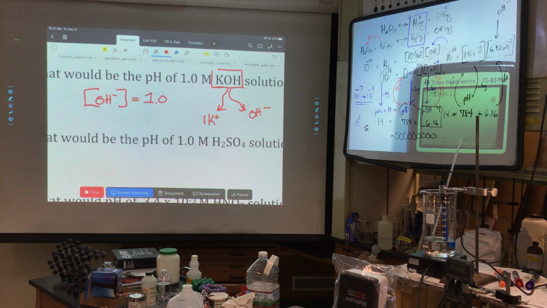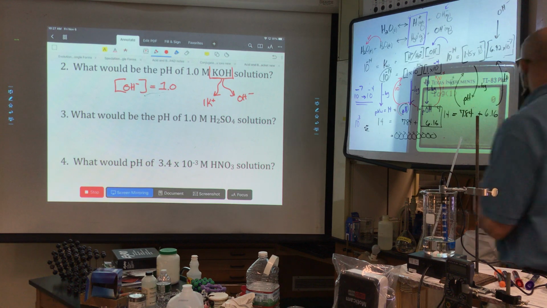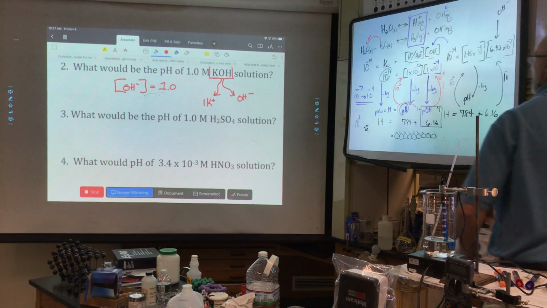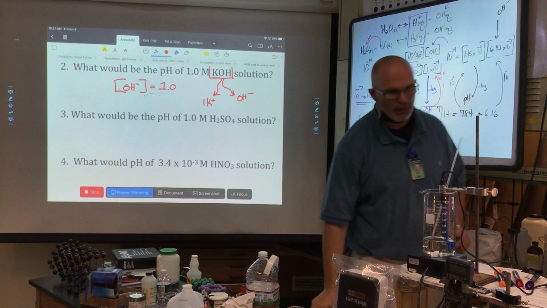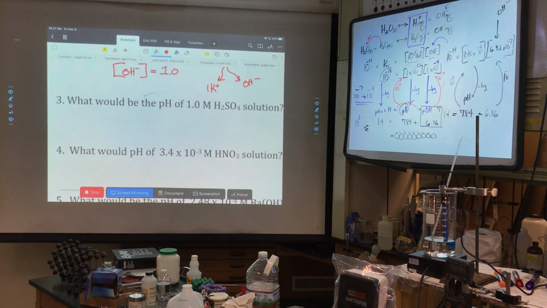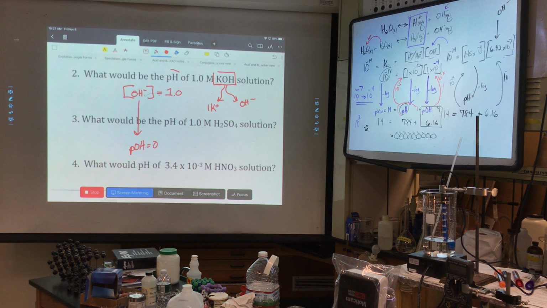So, what's that mean? What did I just solve for? I just solved for the pOH. I did a negative log of that. So I found the pOH to be zero. What are they looking for? The pH, right? What do we know? Isn't the pOH plus the pH equal 14? So what do you think the pH is? 14. That's simple.